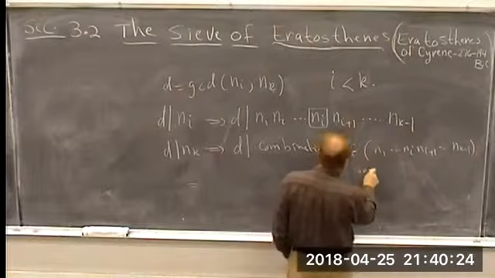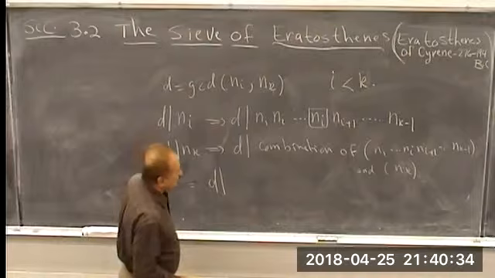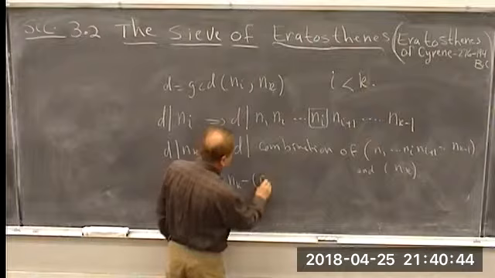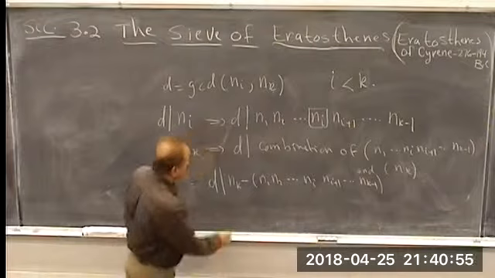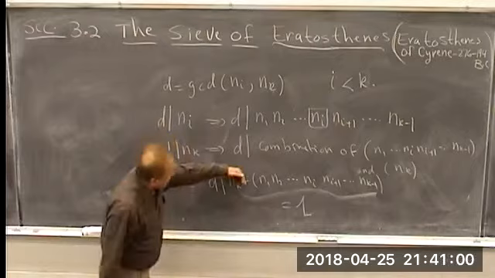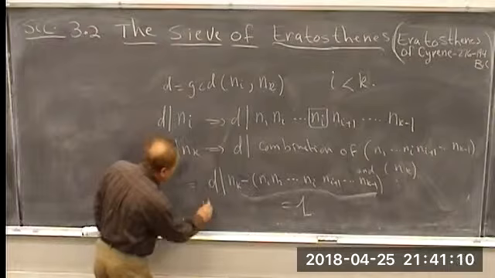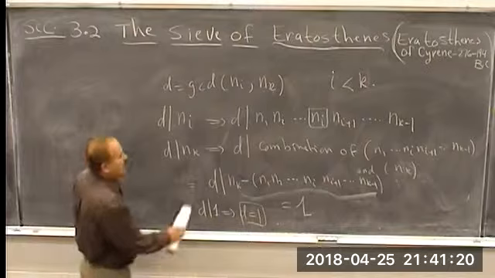And for the combination, I'm going to be subtracting these out. So this means that D is going to divide Nk minus all of these, Ni, Ni plus 1, up to Nk minus 1, but this difference is equal to 1, because Nk is equal to all of this plus 1. So when you take the difference, you get 1. This means that D divides 1, and hence D must equal 1. So the greatest common divisor is equal to 1, which means they have no common prime factors.